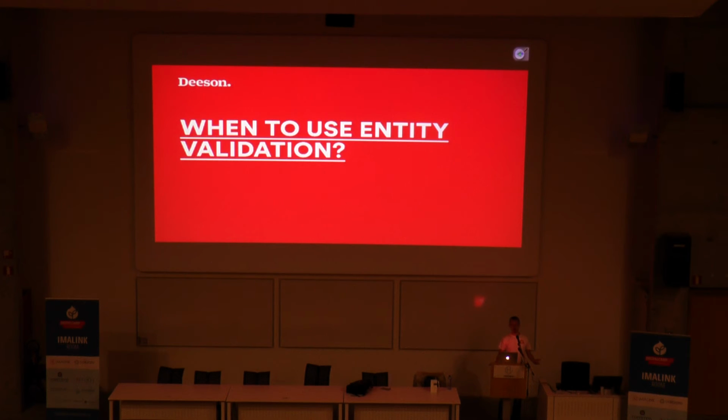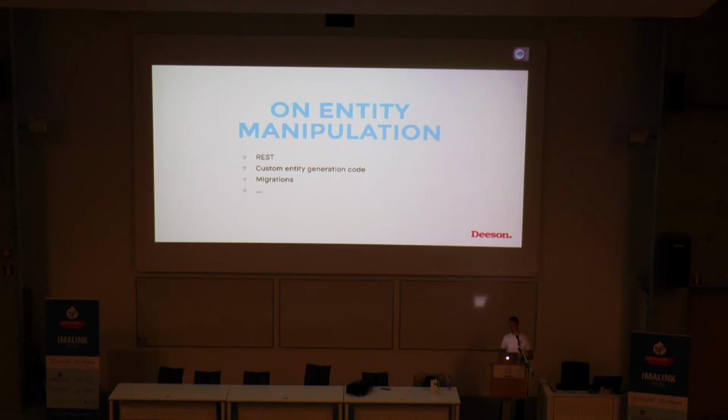So when do you use it? Because I already told you that it's already being invoked in the form API. So there are special use cases where you want to use this yourself. So for instance, when you are allowing people to update or create entities through REST, then they're not going through the content form. If you have custom entity generating code, so if based on a specific event in your website you're generating an entity, you want to call the entity validation API.